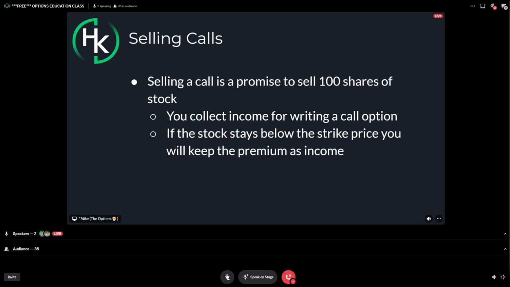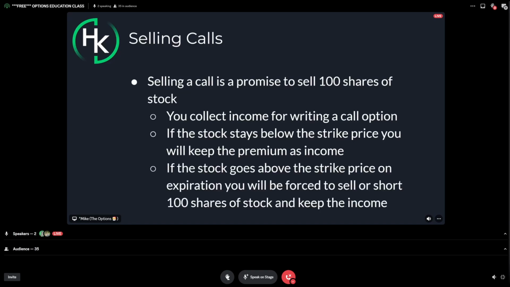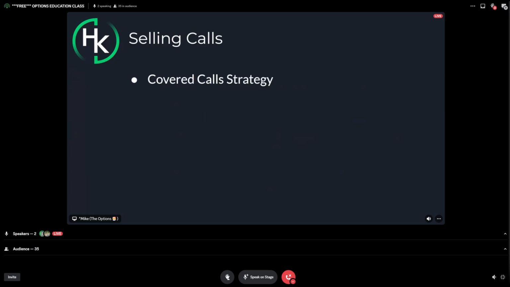But you'll also keep the income if it stays below, and you won't get assigned. But if the stock goes above the strike price on your call option on the expiration, you will be forced to short 100 shares of stock. And again, like I said, you still keep the income even if you are assigned as an option seller. So the most popular short calls or selling call strategy is the covered call. So let's go over this.